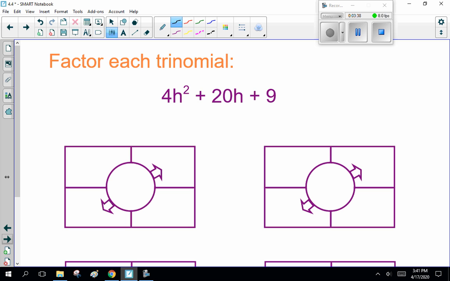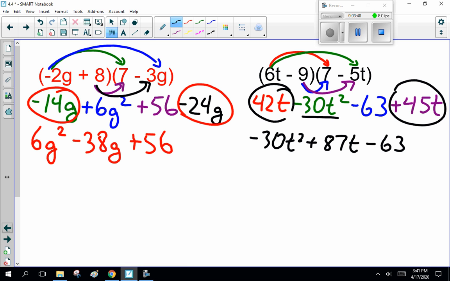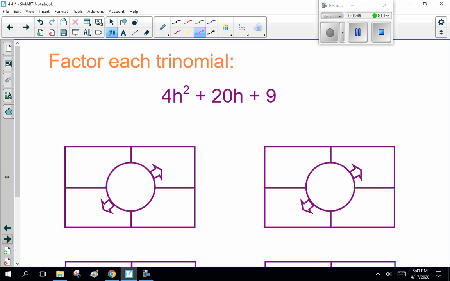Now, you've seen there, sorry, getting back here, when we have a number in front of the t squared or the x squared, it's because there were numbers in front of the t or the x or whatever we had before. So, here, we have to factor two numbers, 4 and 9. So, let's set it up like we always set it up. 4h squared plus 20h plus 9.